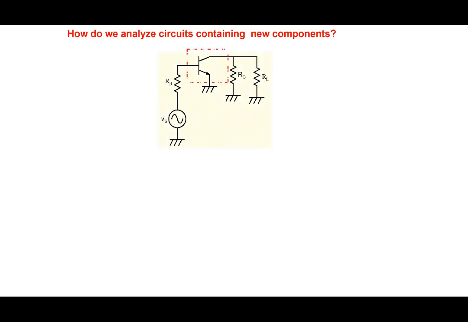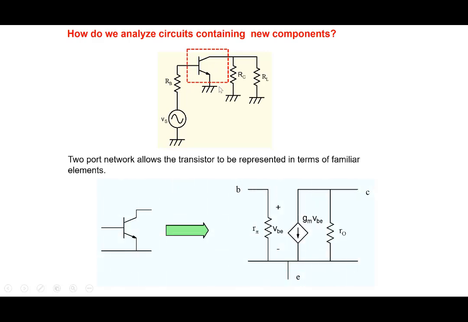And so coming back to this example, we said, okay, we can take the transistor out, and you can represent it in this particular form here. This we'll see when we actually deal with transistors. So you can represent it in the form of a resistor here, a dependent current source, and another resistor here.